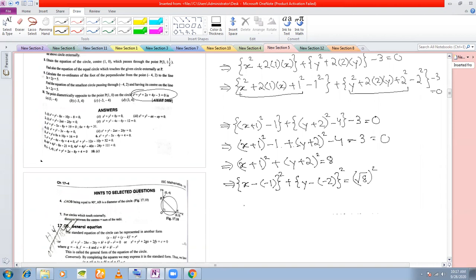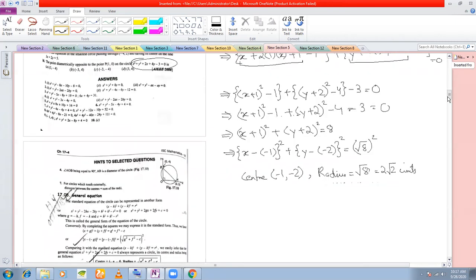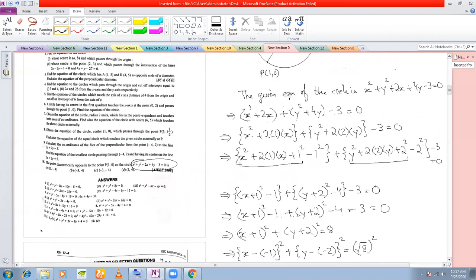So what is the center of this circle? Minus 1, minus 2. And what is the radius? Radius of the circle is root 8 units. Root 8 can also be written as 2 root 2 units. So we have got the center and radius of this circle. So what is the center here? We've got minus 1, minus 2.